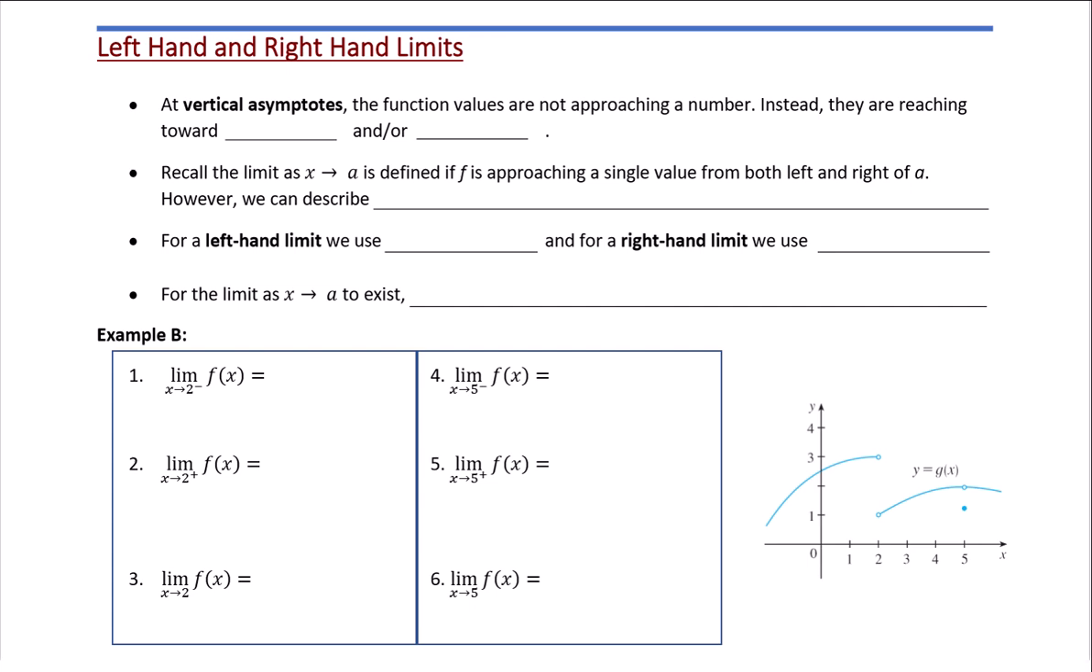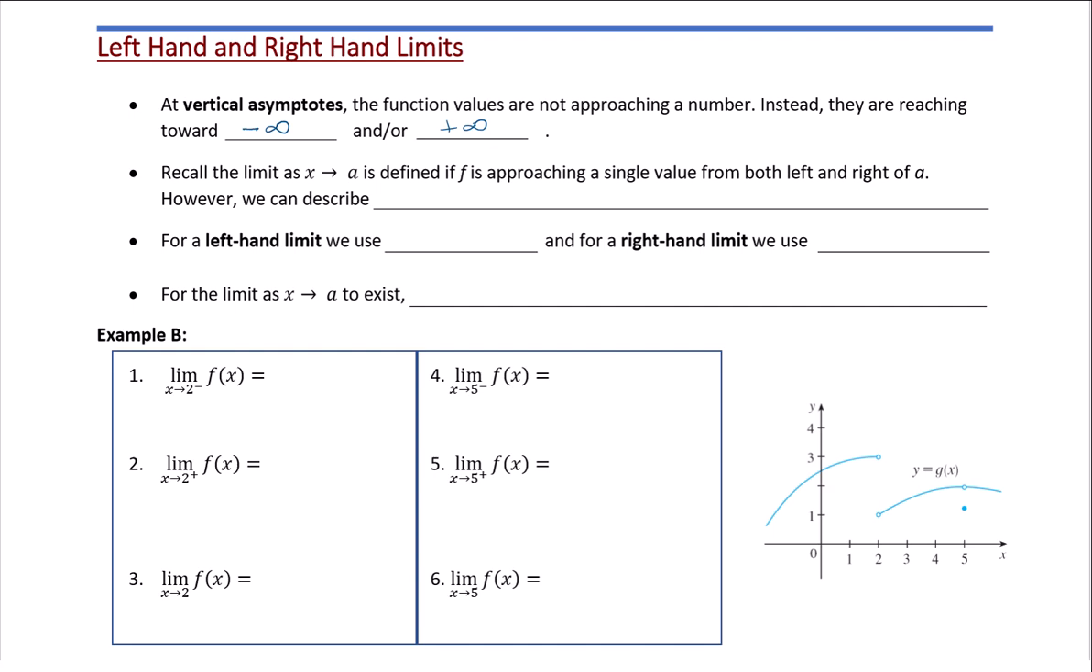You may have noticed in the previous video, we were approaching that limit from the right-hand side, and there was a little notation. That's what we're going to be looking at next. So at vertical asymptotes, the function values are not approaching a number. Instead, they are reaching towards either negative infinity and/or positive infinity.